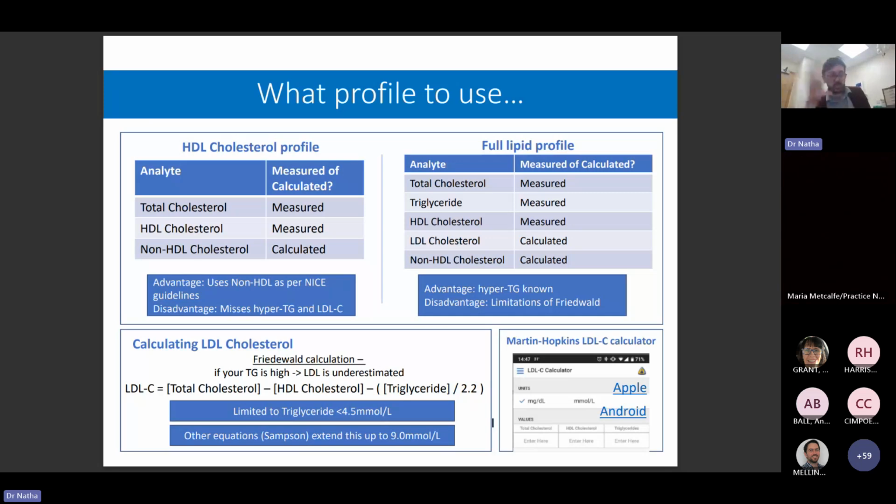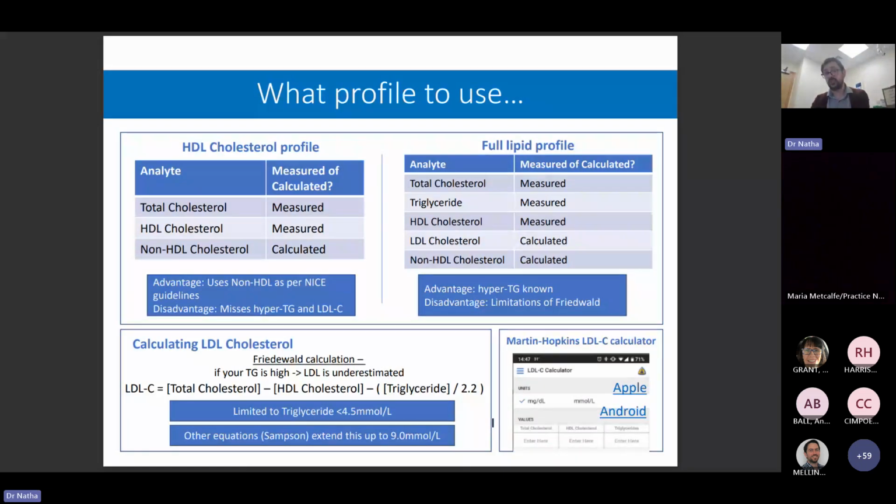Martin Hopkins is one of the newer equations used for LDL calculations, and it's one of the options being considered. But in the meantime, whilst we're sorting our ducks in a row from the lab perspective, the Martin Hopkins calculator is something that you can use now within the community if you have got one of those hypertriglyceridemia patients in front of you that you still want to know what their LDL is.